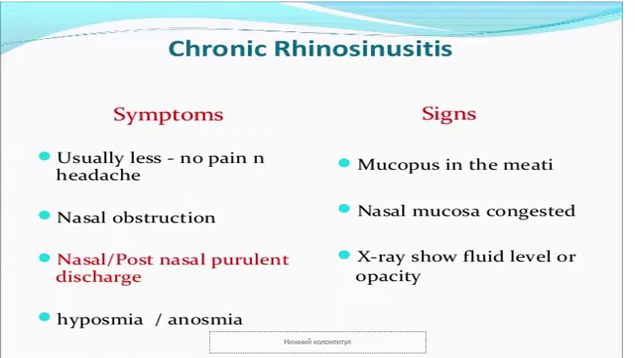The symptoms of chronic rhinosinusitis are the usual list: no pain, no headache; nasal obstruction is valid, postnasal purulent discharge is valid, and hyposmia is sometimes valid. The signs are mucopus in the meatus and congested nasal mucosa, and during X-ray examination we can find the air fluid level or opacity.